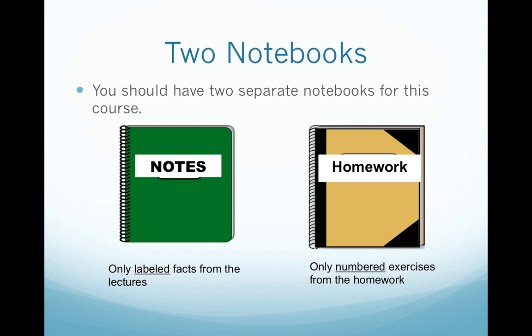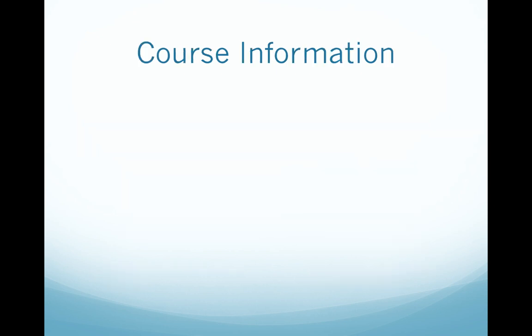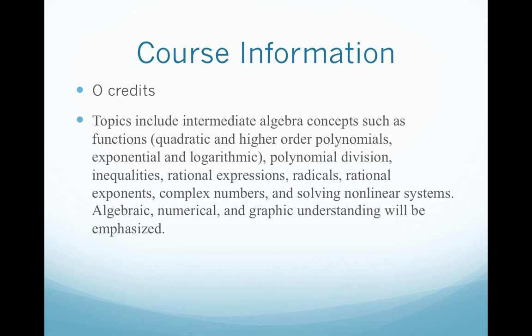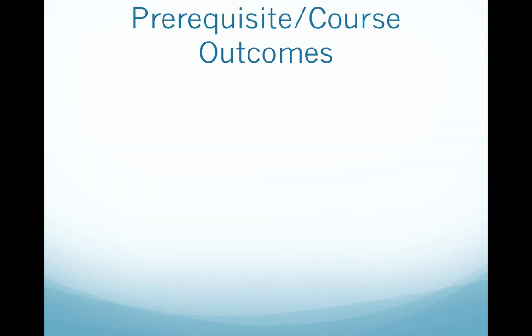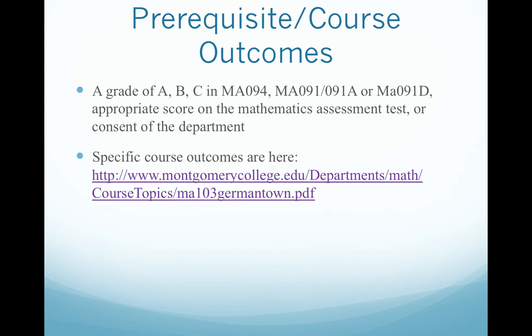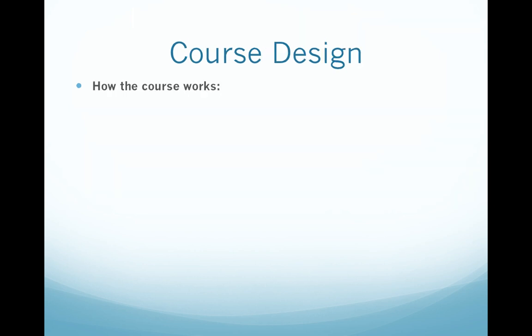This course counts for 0 credits, and it's going to cover many topics including quadratic functions, higher order polynomials, exponential and logarithmic functions, etc. The prerequisite for this course is as follows, and if you're interested in the course outcomes, please click on this link here and read over the course outcomes for MA099.